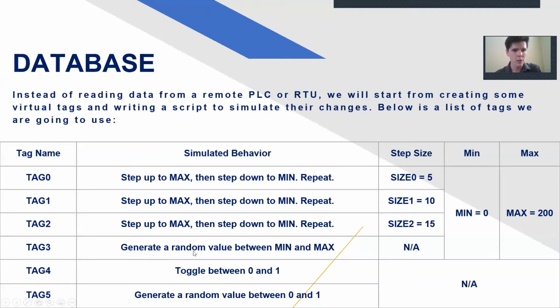For the third tag, we're going to generate a random value between the min and the max, so a random value between 0 and 200. Then tag 4, we're going to want to toggle between 0 and 1, and then generate a random value between 0 and 1 for tag 5. These will not have any max and min because they're digital values, unlike the analog values we just mentioned above. Notice how we've given numbers to these tags. We're indexing these numbers. So if you were to index something with 2, tag 2 and size 2 become attached to each other. They become useful to each other because they have the notation of 2 after the string.